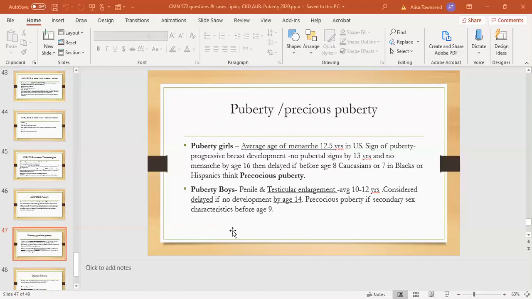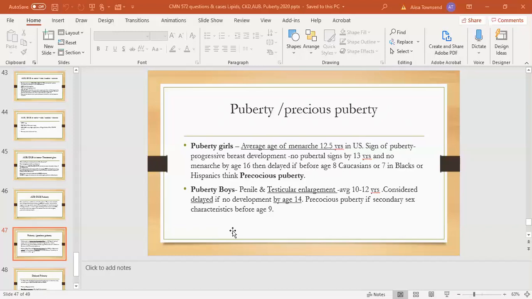And so if by age 8 in Caucasians or 7 in Blacks or Hispanics, we want to be thinking there would be precocious puberty. Think about that.